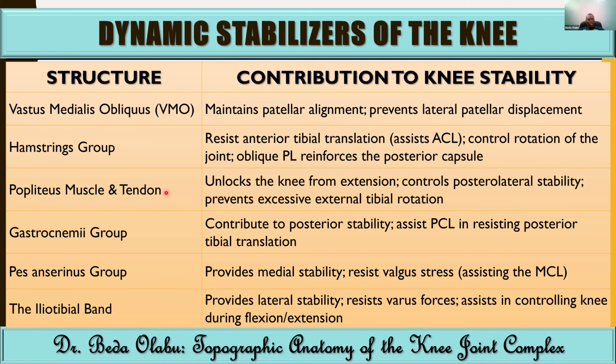How about the popliteus muscle and its tendon? So the popliteus muscle is a very interesting muscle. It causes what we call unlocking of the knee joint. Usually when the joint moves towards the end of extension, the femur rotates suddenly medially on the tibia, on a fixed tibia.